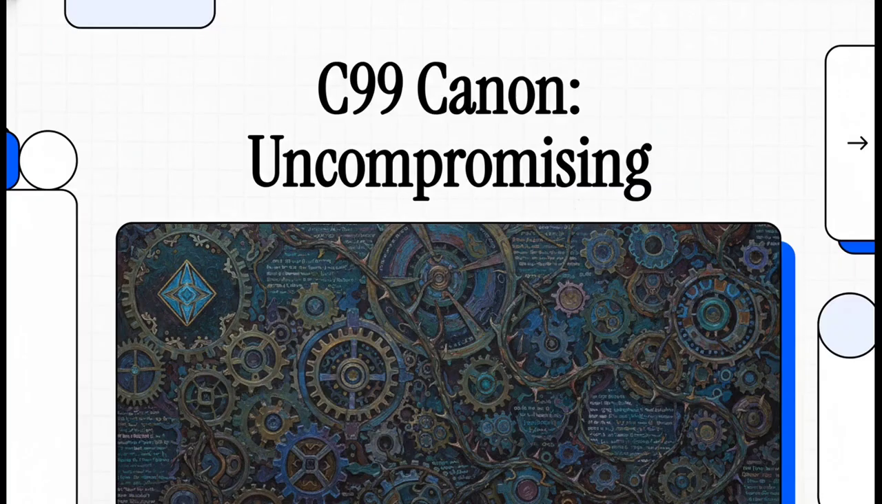I want to show you a software project that is just a complete masterclass in discipline. It's known by a few names, but we'll call it C99 Canon. And honestly, it's built on a foundation of rules so strict, they feel like they're from a totally different era. But as you're about to see, this kind of, well, ancient approach might just be the perfect answer for some of today's most complex problems. You know, the ones where failure just isn't an option.